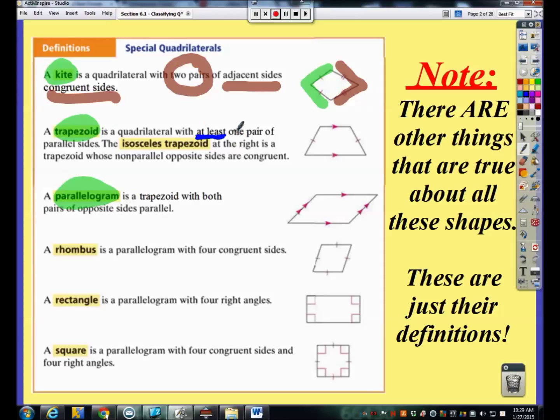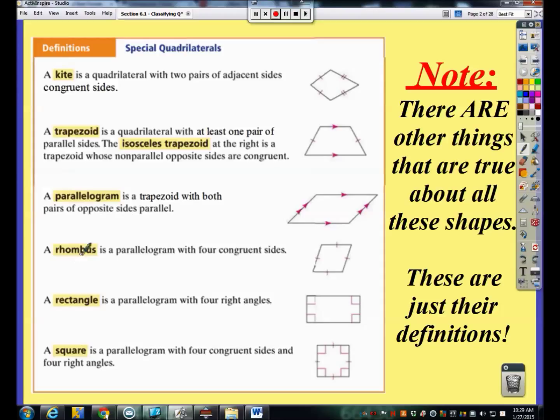So a trapezoid has at least 1 pair, which means it could have 1 pair or it could have 2 pair. So again, we could call a trapezoid this shape, but we could also call a trapezoid this. A parallelogram is a trapezoid. A rhombus is a parallelogram, and a parallelogram is a trapezoid. So technically a rhombus is a trapezoid with 4 congruent sides. A rectangle is a parallelogram or a trapezoid with 4 right angles. And a square is a parallelogram or a trapezoid with 4 congruent sides and 4 congruent angles.